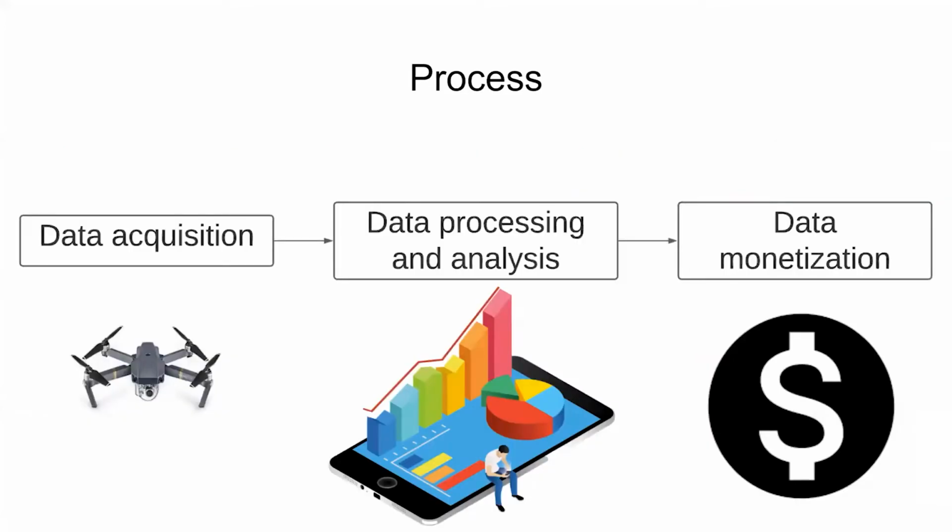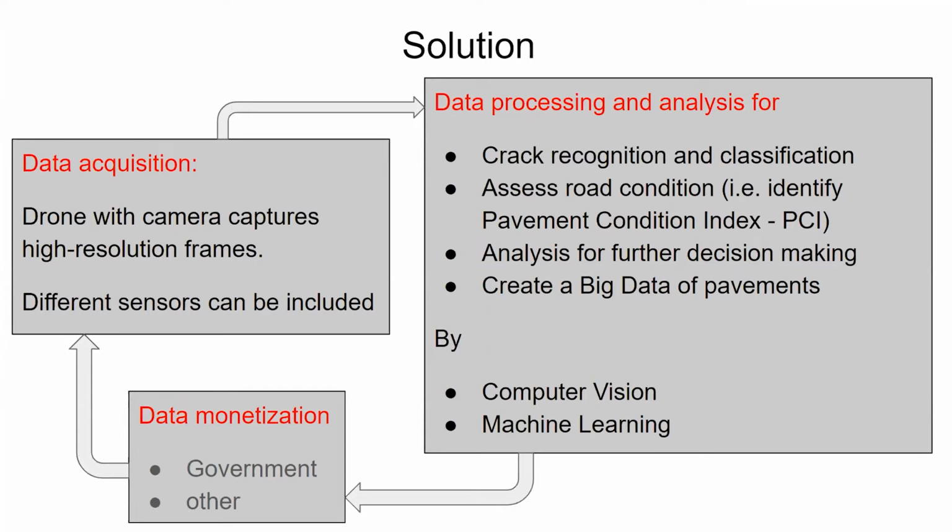The major process looks like this. We have data acquisition initially using drones, then data processing and analysis, to make these drones more human friendly, and then we want to sell this data, so we have data monetization. Here we have a bit deeper description of it.